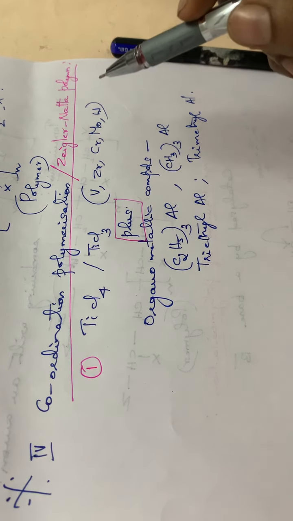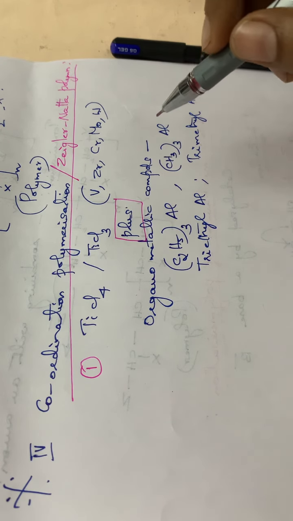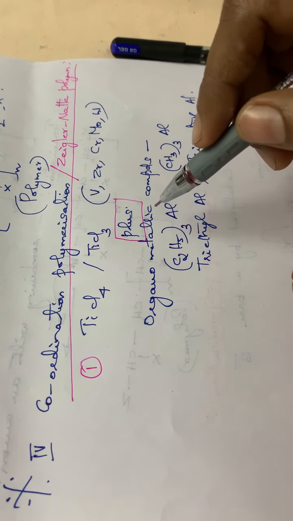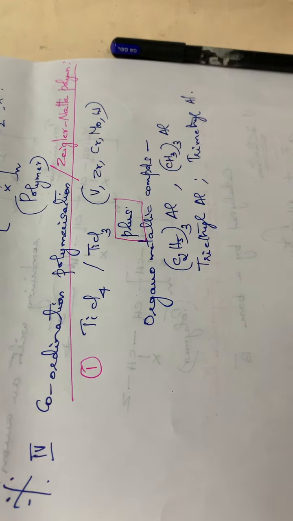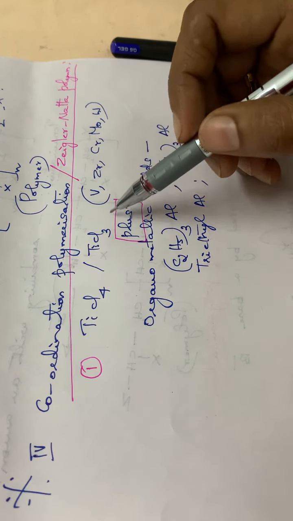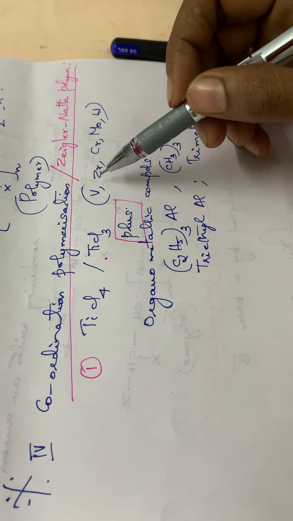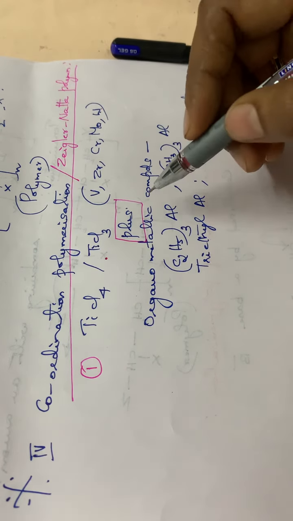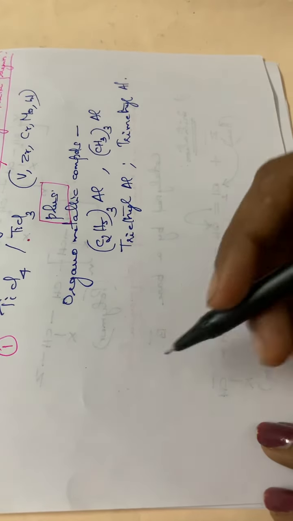Here also the mechanism involves 3 steps for coordination polymerization. This polymerization reaction is initiated by a catalyst, and the catalyst used is the Ziegler-Natta catalyst. The Ziegler-Natta catalyst is a combination of transition metal halides, and the transition metals can be titanium, vanadium, chromium, zirconium, molybdenum, tungsten, plus an organometallic compound. Then the next is the mechanism.